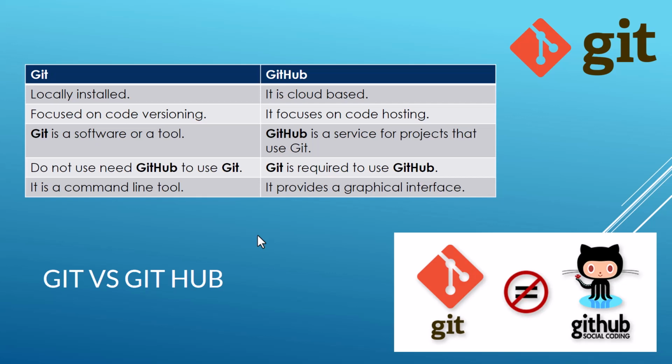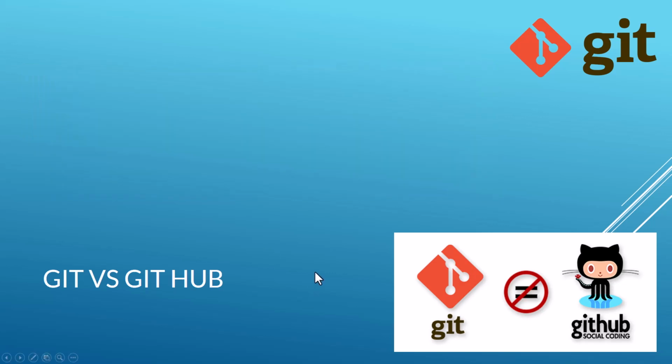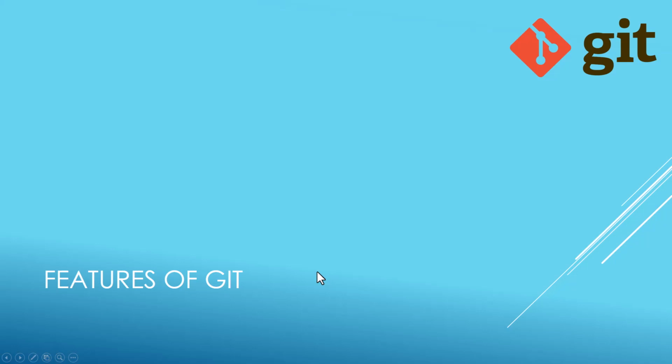To summarize, Git is a version control system used to manage code changes locally on the developer's computer, while GitHub is a web-based hosting service that provides a centralized location for storing and sharing code repositories. Git can be used without GitHub, but GitHub relies on Git for version control.